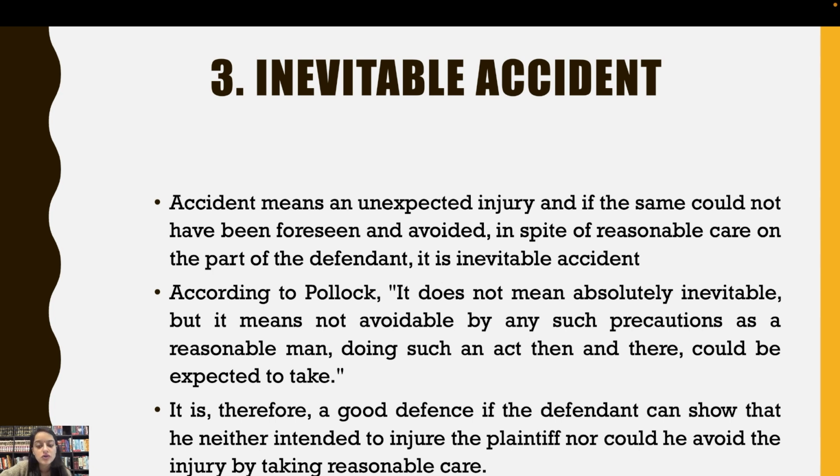It is therefore a good defense if the defendant can show that he neither intended to injure the plaintiff nor could he have avoided the injury by taking reasonable care. One is you did not have the intention to injure the plaintiff. Second, you took reasonable care and precaution, yet you could not avoid the injury which happened.